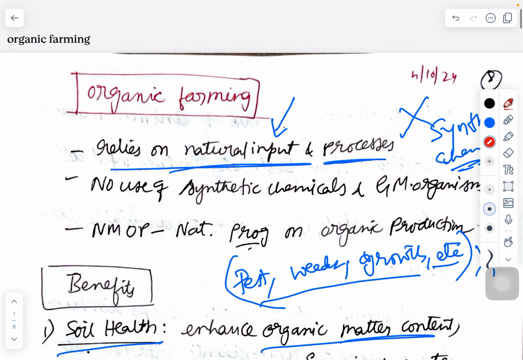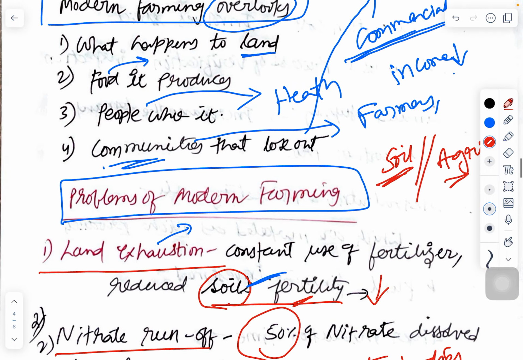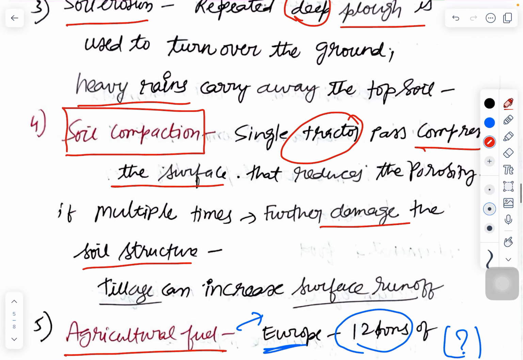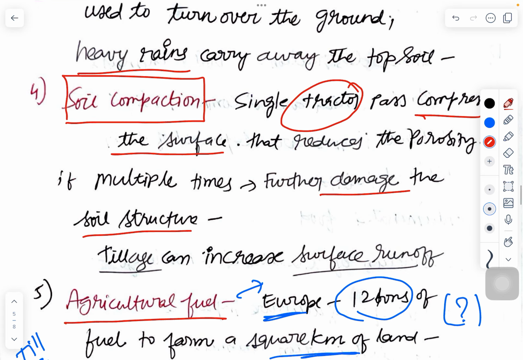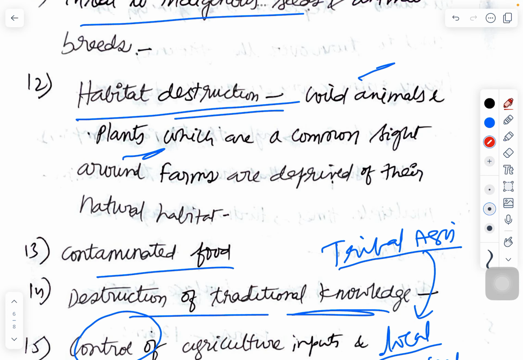I just wanted to highlight some of the basics of organic farming from the reading I had and from the notes I made. I hope it will be helpful to make some notes and see it from the GS perspective and not from the agricultural science perspective.